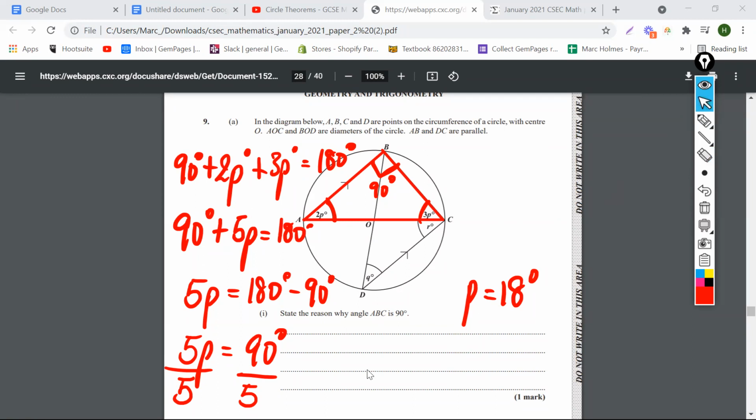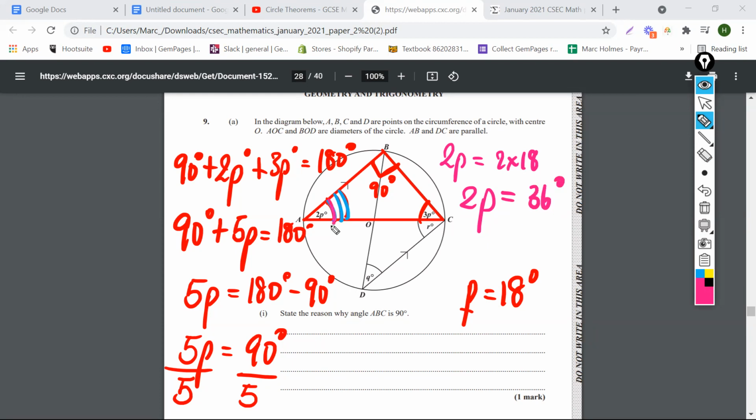Kind of rough to throw you guys through. The answer is 18. No, the p is 18. The p is 18. So they asked us for the angle right here, the 2p. So 2p, guys, would be equal to 2 times 18 because p is 18. So 2p, which is the angle BAC, is equal to 36 degrees.